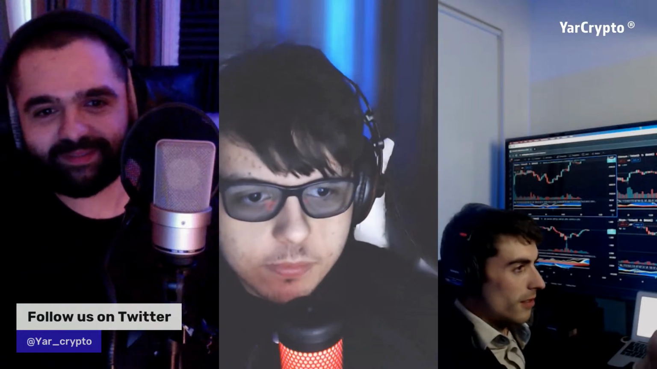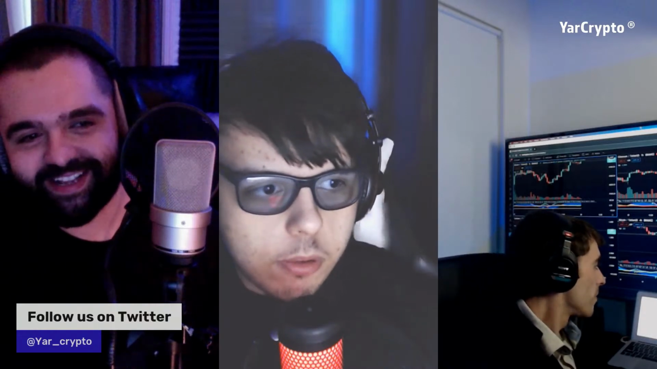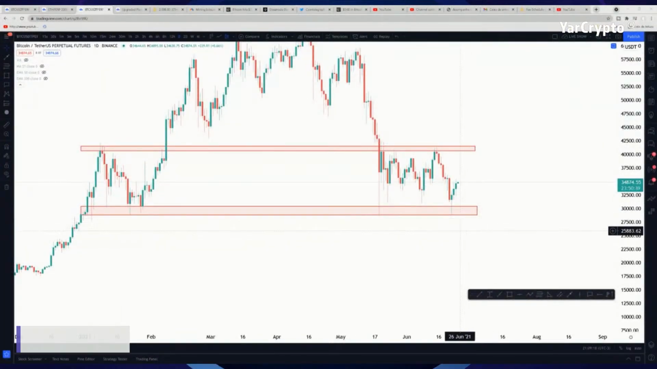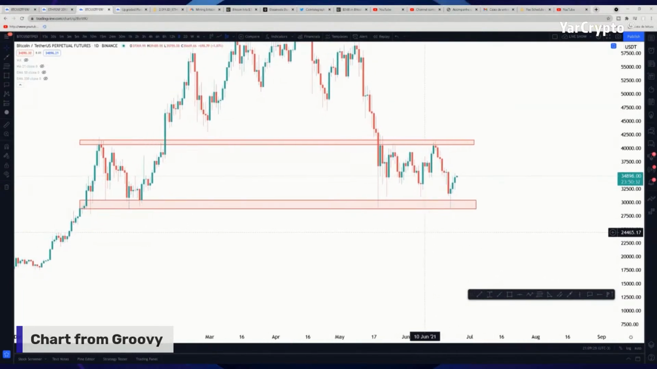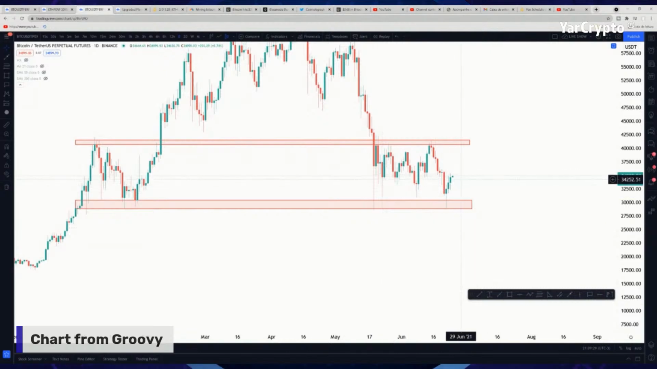Where shall we start? So Groovy, you want to get one of your charts up on the screen? Of course, man. Let's start as always with some updates on the markets. First, starting with BTC. Today we had a kind of bullish day, actually. We had some upside on this daily candle. We just closed the daily, actually, 9 minutes ago.